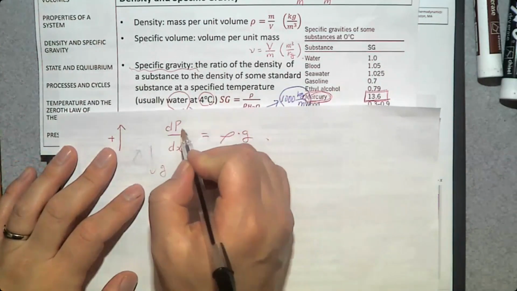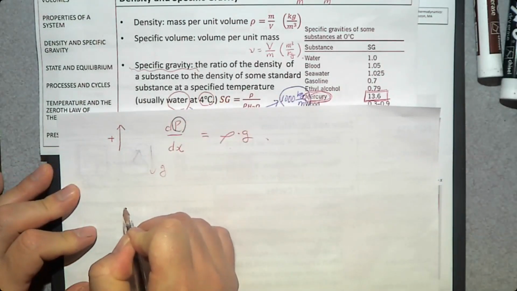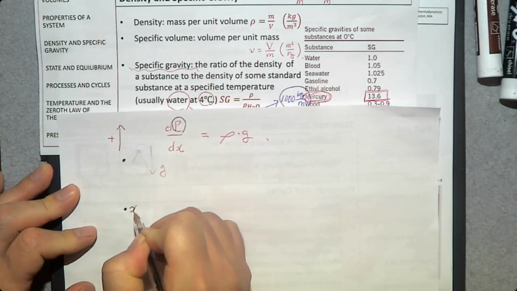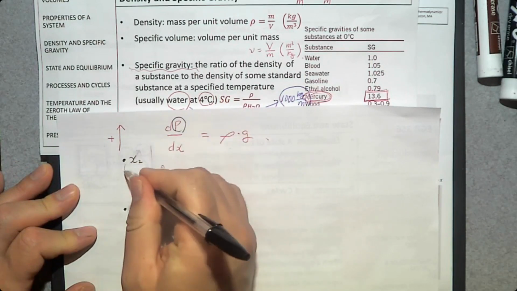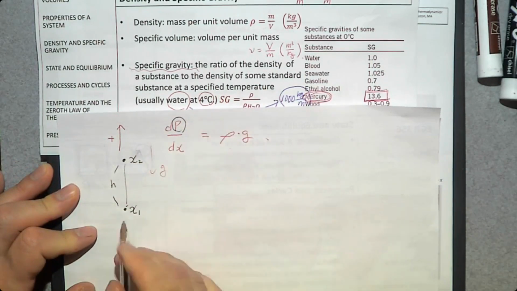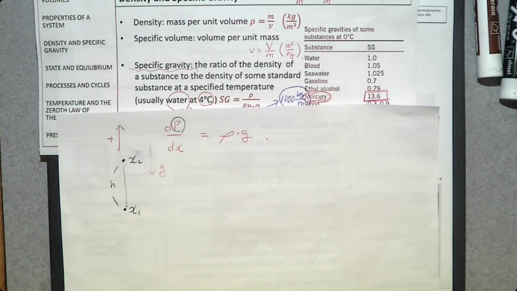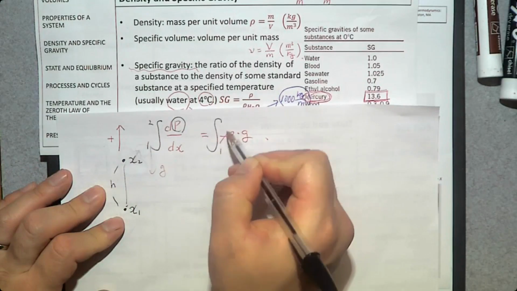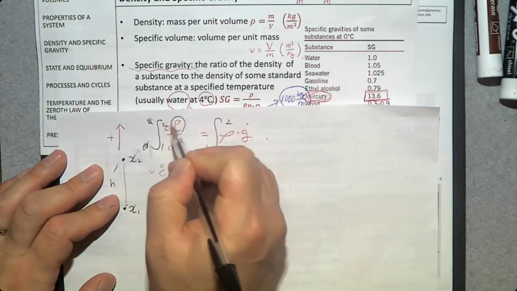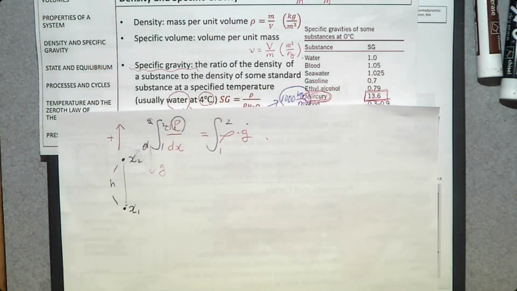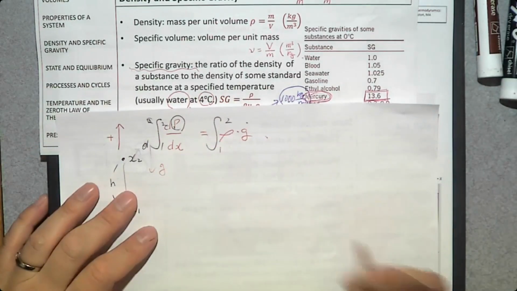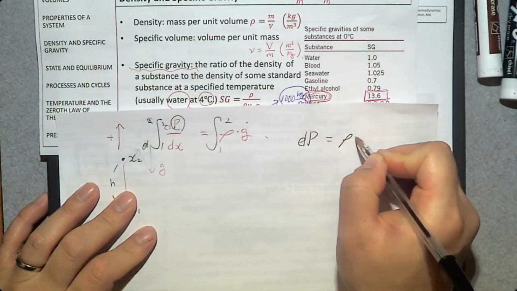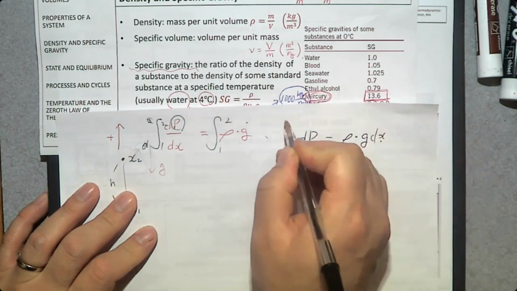If you want to calculate the pressure difference between 2 points, let's say here is x1, here is x2, and the height is h, then you can integrate this from 1 to 2. How do you integrate dP over dx? You have to move dx to the other side. So we have dP equals rho g dx. Now you can integrate from 1 to 2.